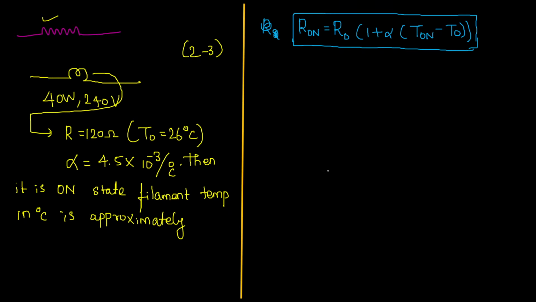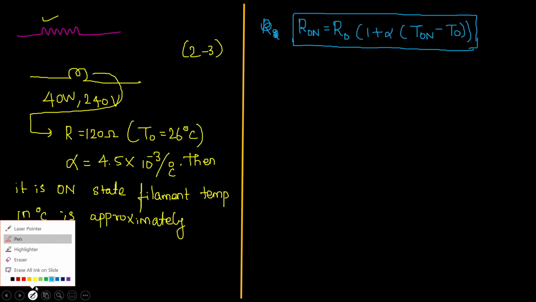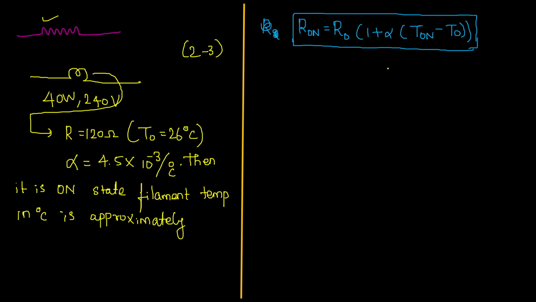Now here, if you observe this value, wow, someone got 2470. Rajesh, good. Let us check. This is the on state resistance, this is the initially rated value of the resistance, initial value R0, I am putting R0. Alpha is called the temperature coefficient, it is already given. This is the resistance that we are going to estimate, T0 is the room temperature, initially given in the question.